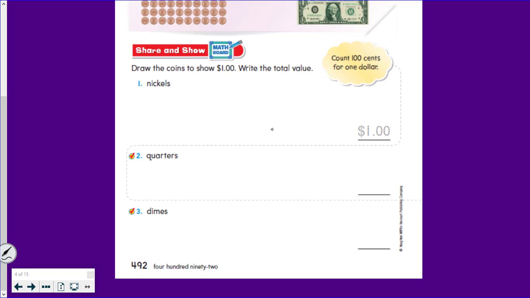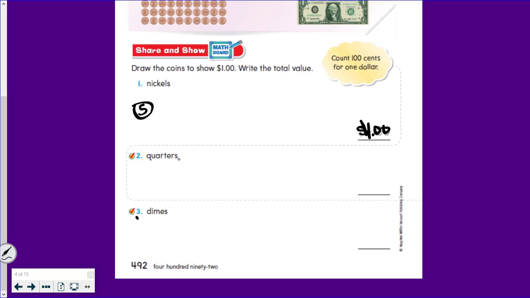For each of these problems, number 1, 2, and 3, you're going to show $1 with nickels. If it's nickels, you're going to count by 5s. I'm going to draw you a nickel to get you started. 1 nickel gets you started. How many more nickels do you need to make $1 and 0 cents? Draw all the nickels you need.